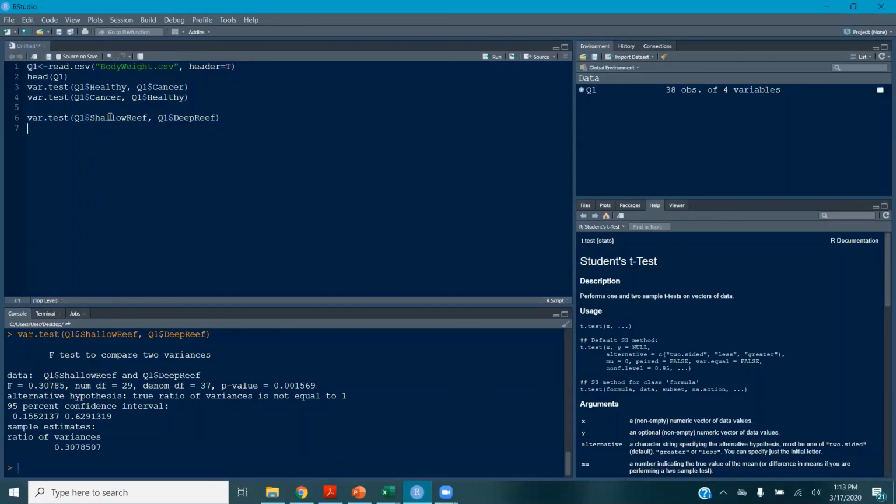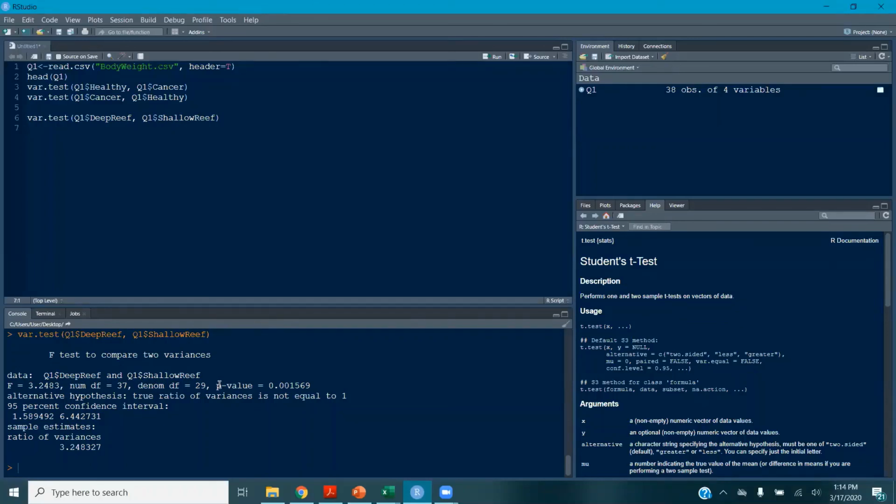But let's go ahead and change line 6. I'm going to change the first argument to deep reef and the second argument to shallow reef. Running that test, we see the same p-value as before, but now we have an fcalc value and a ratio of variances that is greater than 1. Using these, we can use the degrees of freedom from the numerator and the denominator in Excel or in the statistical tables to find the f-critical value.